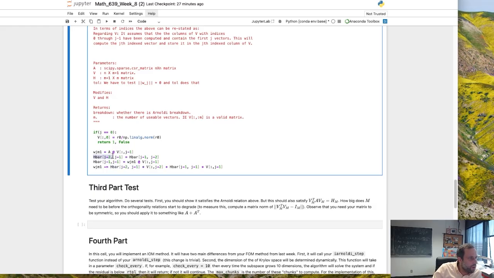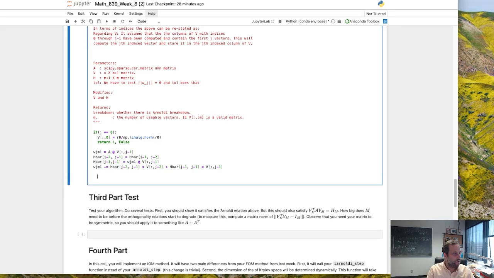And then again, up here we're just using the fact that h is symmetric, so h bar j minus 2, j minus 1 is going to be equal to h bar j minus 1, j minus 2. Remember, this is the row, and this is the column. In the previous iteration, we computed what hj minus 2 is. So that gives us wj minus 1.